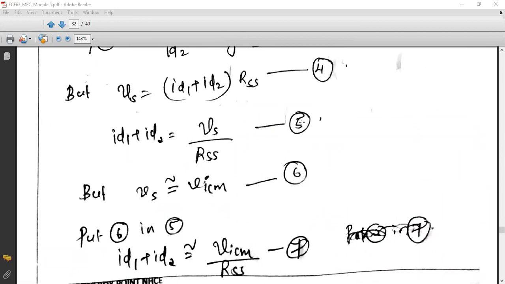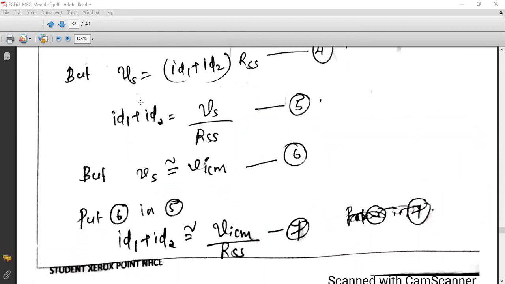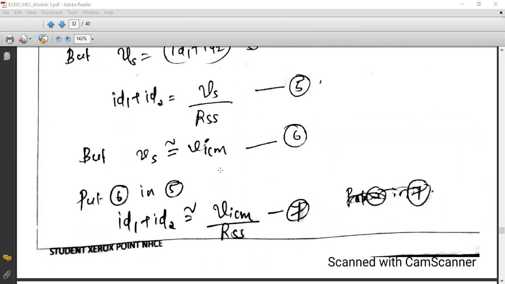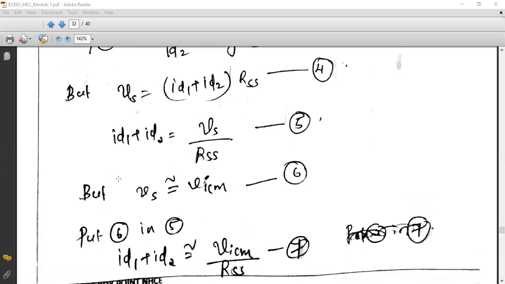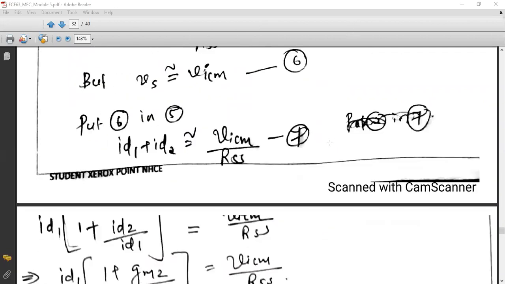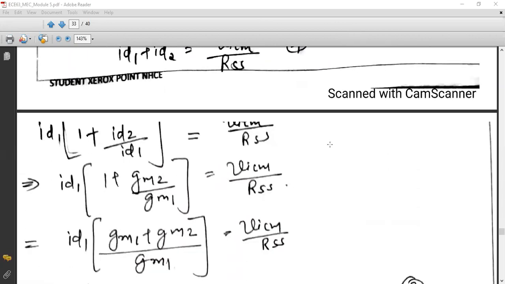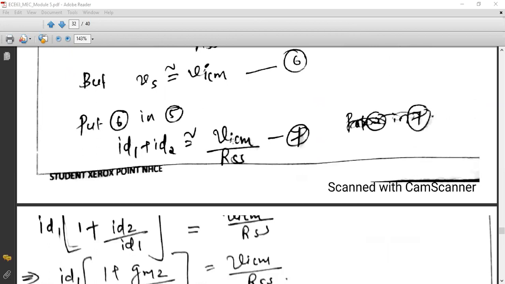Substitute 6 and 5 and write the overall current in terms of VICM. What is the overall current? It is the sum of ID1 and ID2. So ID1 plus ID2 is approximately equal to, in place of VS, VICM. So ID1 plus ID2 is equal to VICM divided by RSS. Now, as per equation number 7, I got the expression for the overall current. Now let us find the expression for individual current in terms of VICM.